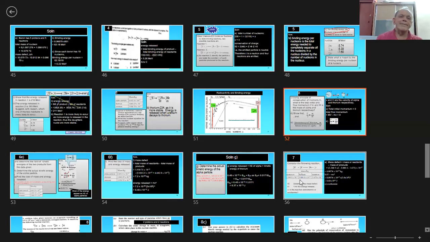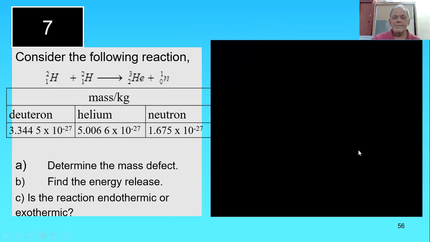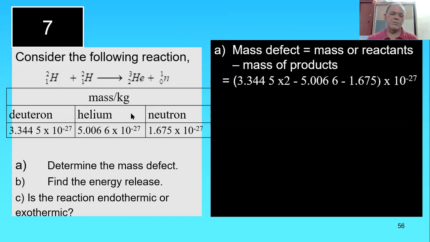Okay, let's go to question 7. Consider the following reaction. This one is measured in kilogram. Determine the mass defect. You should be able to do that. Right? Mass defect, mass of reactant minus mass of product. So mass of reactant is this one. Deuterium, 2 of them. This value times 2. And then minus the mass of that one.